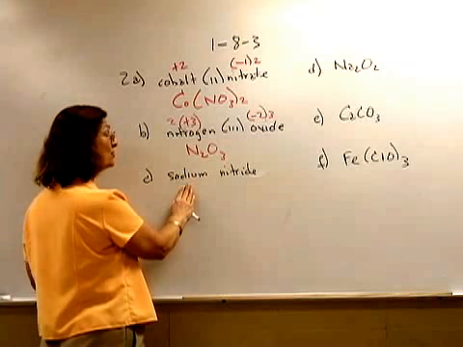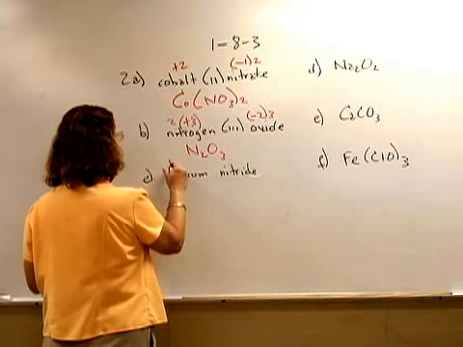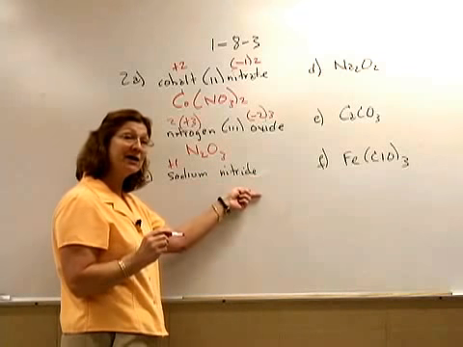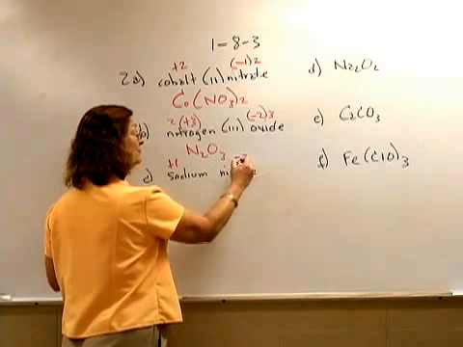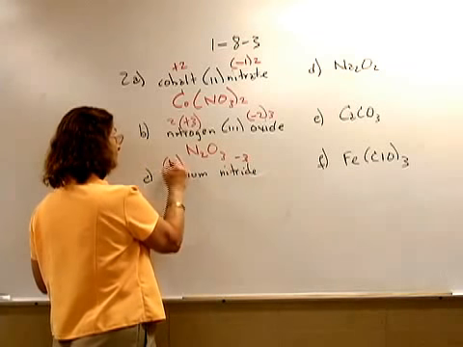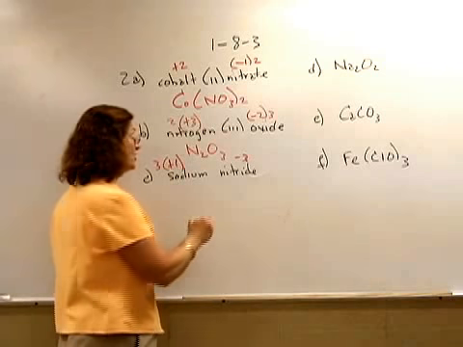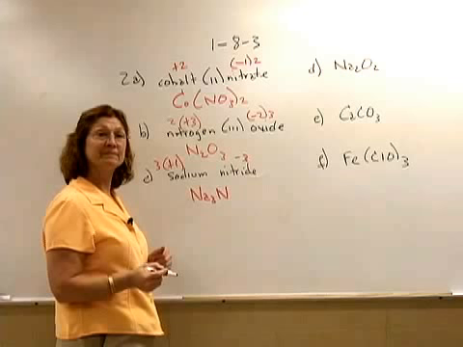Now, sodium, notice it does not have a Roman numeral, because sodium is always, always, always +1. And nitride is telling me that this is a binary compound, and nitrogen is normally -3. So the lowest common multiple between 1 and 3 is 3. So I need 3 sodiums and 1 nitrogen.